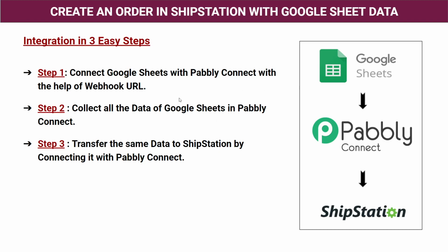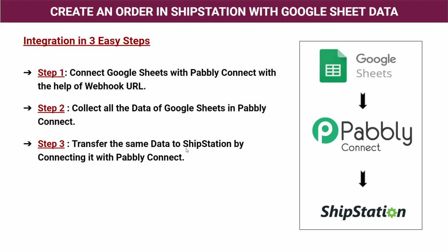So what is this webhook URL? When we will log in into Pabbly Connect, it will provide a webhook URL. We have to paste the same webhook URL into Google Sheets and then it will automatically connect Google Sheets with Pabbly Connect. What is the second step? Second step is collect all the data of Google Sheets in Pabbly Connect. So after integrating Google Sheets with Pabbly Connect, whatever data we are going to enter in Google Sheets, it will be automatically captured by Pabbly Connect.